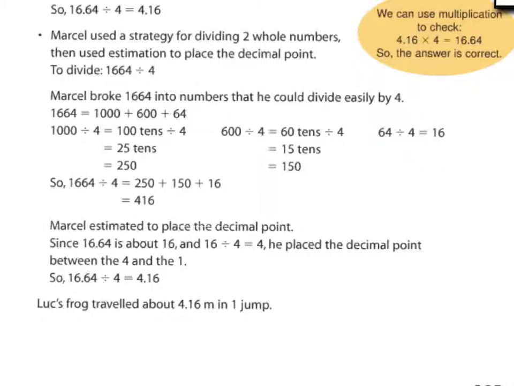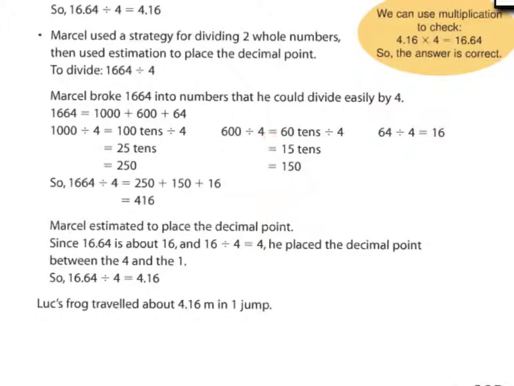And here we have another slightly different strategy. He's using estimation to place the decimal point. Again, he divided 1,664, just taking the decimal out, by 4. And 4 is a fairly easy number to divide, especially if it's even places all along. So he's taken 1,664 and divided it into 1,000 in 4 groups, what he knows is 250.